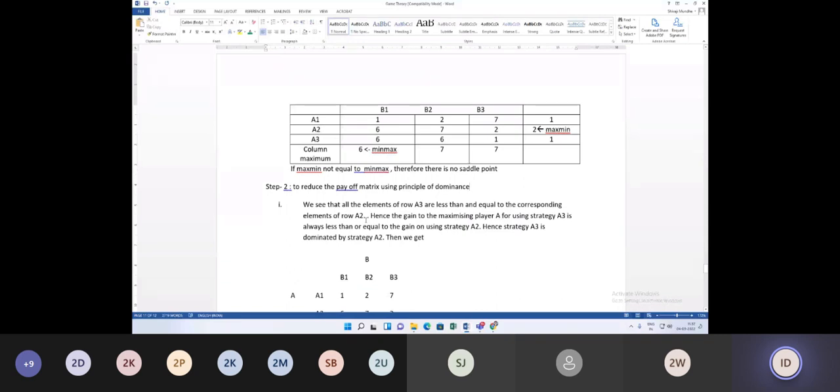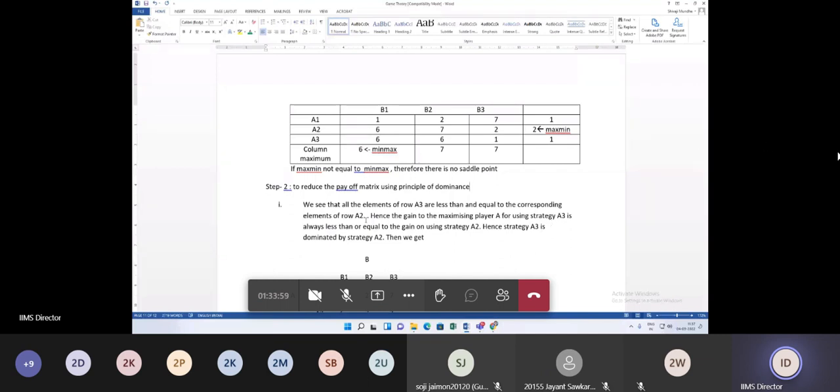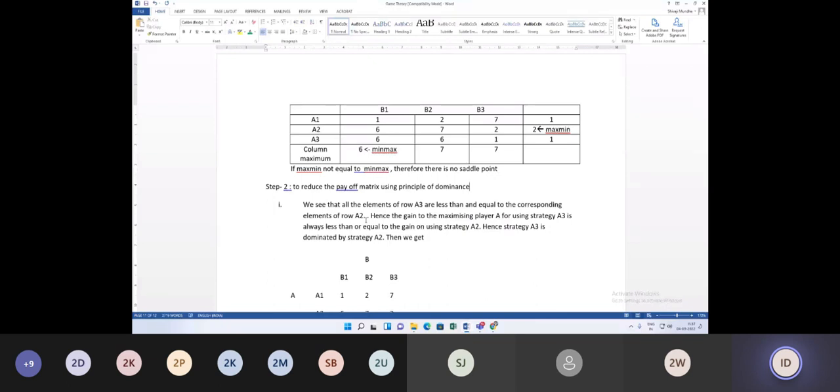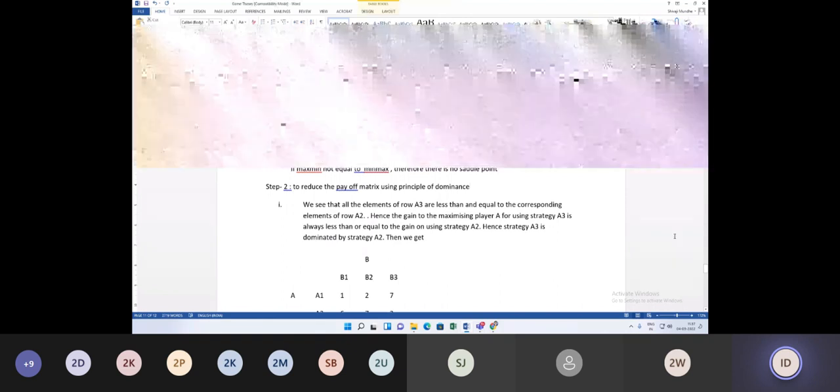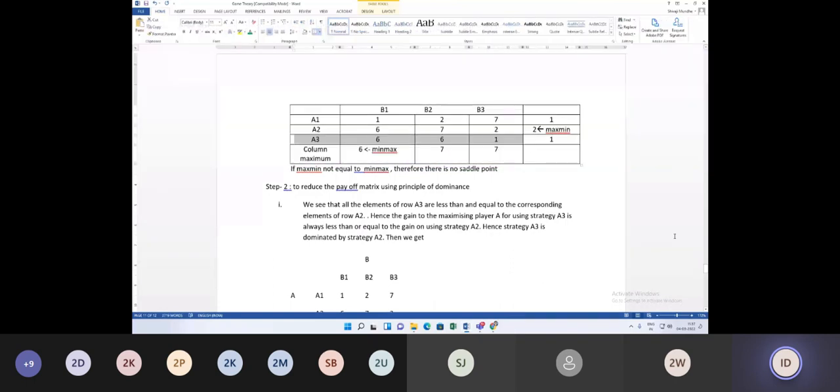That means the row having the lesser elements is going to be ignored. So we see that all the elements of row A3 are this one. Look at the example, very simple to understand. We see that all the elements of row A3 are less than or equal to the corresponding elements of row A2. Am I right?